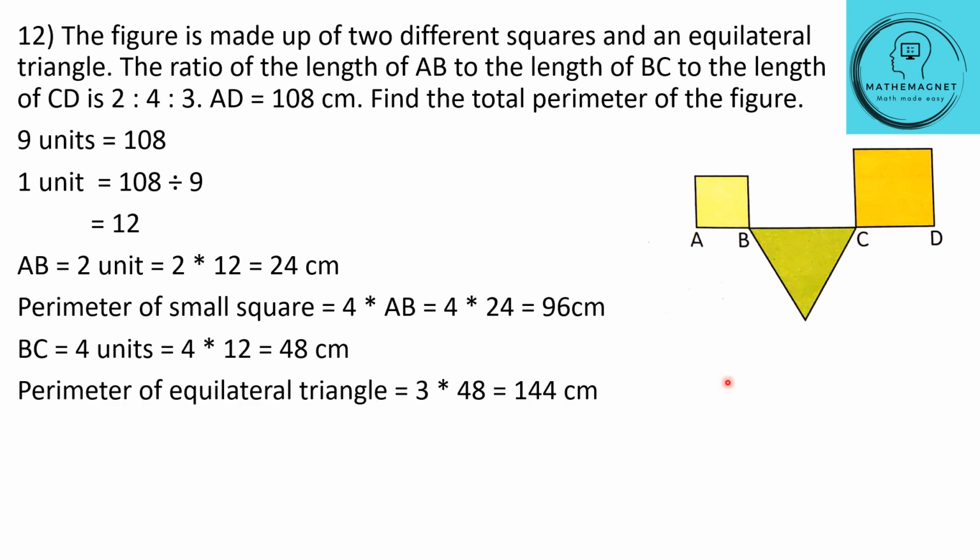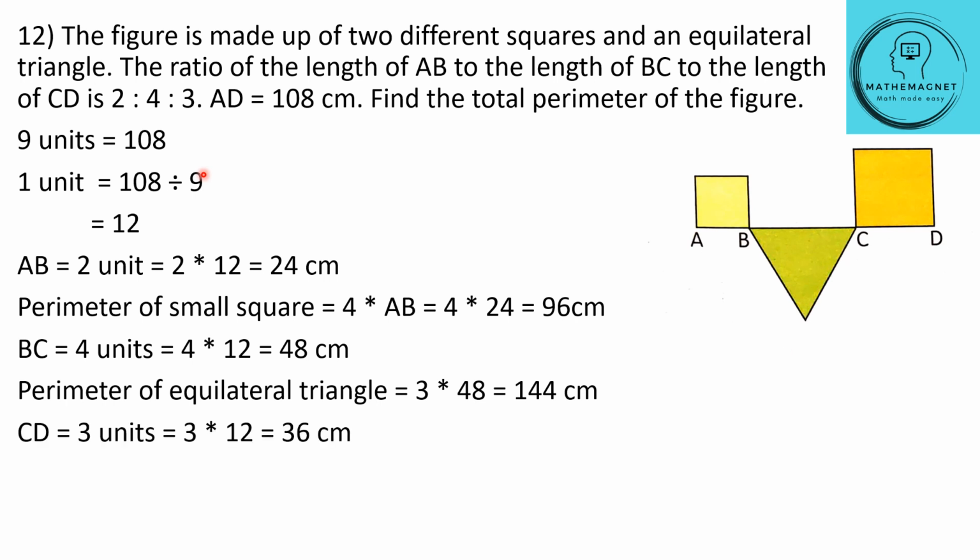And with that we can find the perimeter of the triangle, which is 3 times 48, which is equal to 144 centimeters. Since it's an equilateral triangle, we know all the sides are equal. So since we know BC is 48, the other two will also be 48. Perimeter will be 48 into 3, which is 144 centimeters.